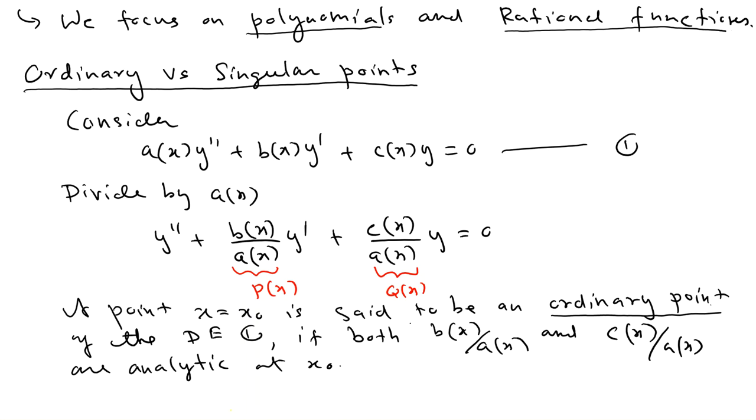We check whether those two functions, because those are rational functions, are analytic. In other words, we check whether those two functions can be written as power series. So if you can write those two ratio functions as power series, you call it analytic, and then we call the point an ordinary point.